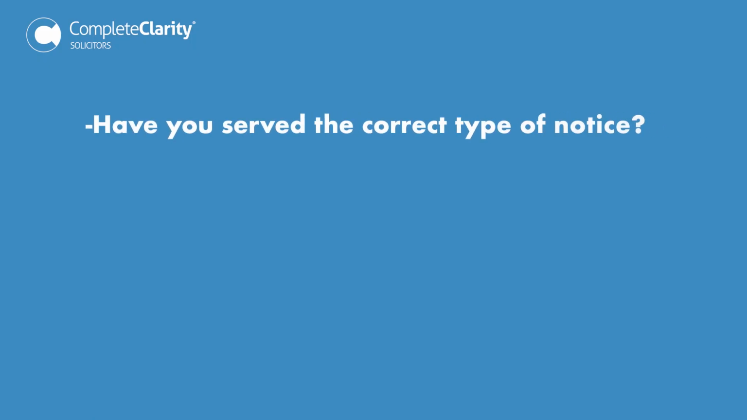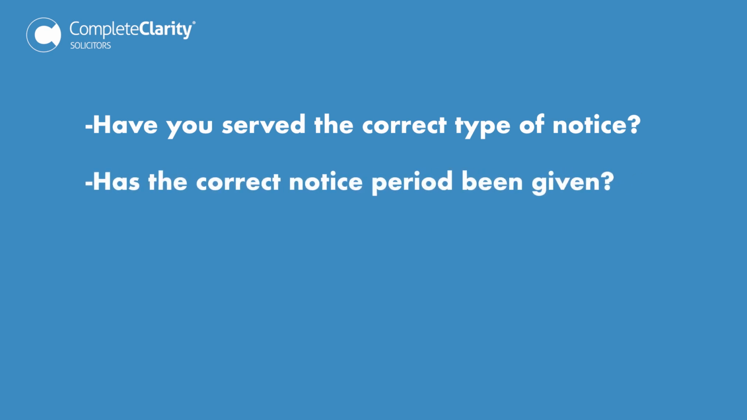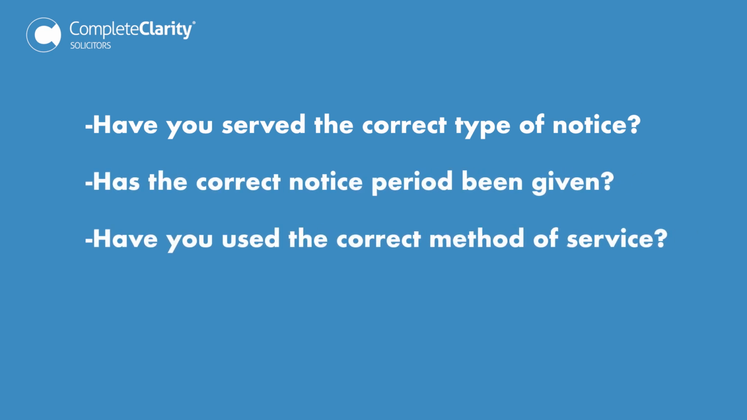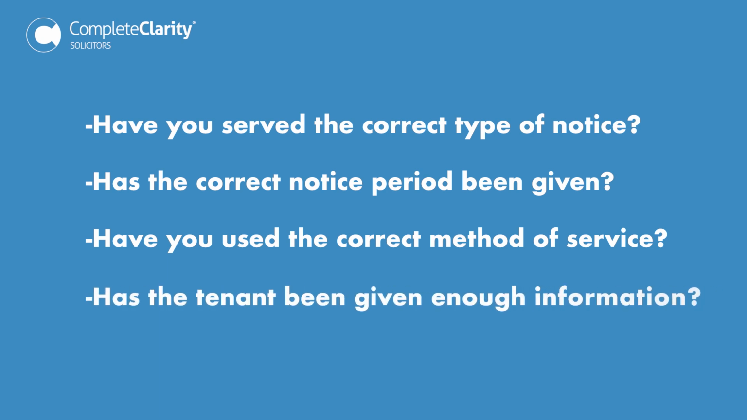The tribunal will consider a number of factors. For example, have you served the correct type of notice? Has the correct notice period been given? Have you used the correct method of service? And has the tenant been given enough information within the notice? If these requirements haven't been met, then there is a risk that the application will be rejected.